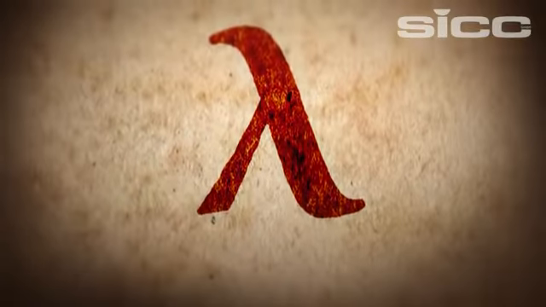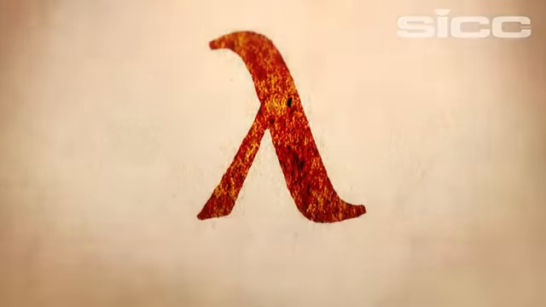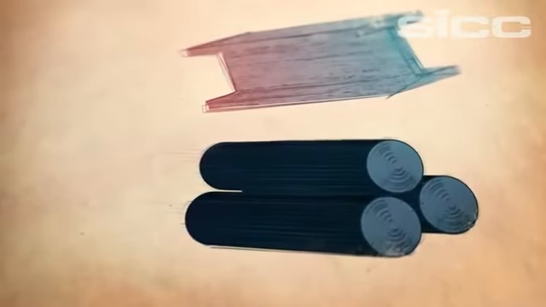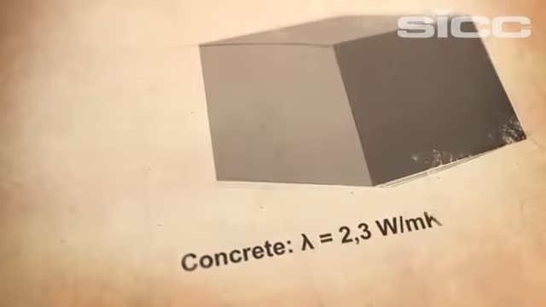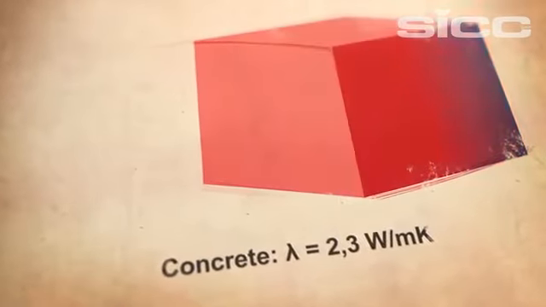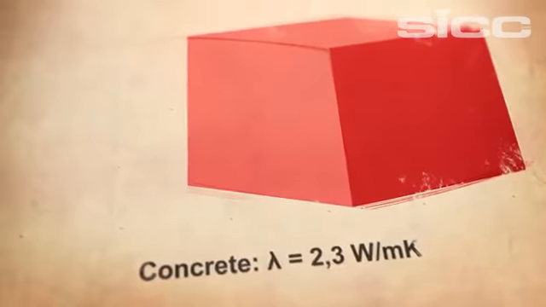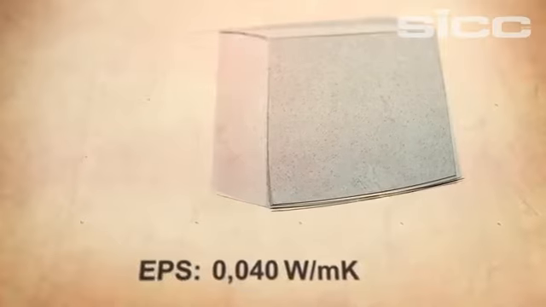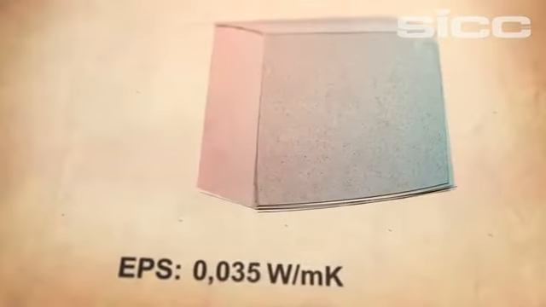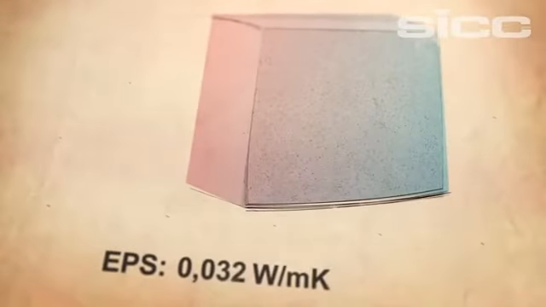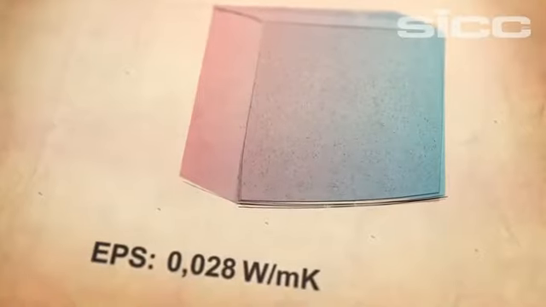Closely related to the U-value is the lambda value as a measure for heat conduction. For example, metal conducts heat better than wood. Construction materials have different lambda values. Concrete, which is robust, offers very good heat conduction with lambda equals 2 to 3 W/mK and is therefore not suitable as an insulation material. The lambda value of EPS, known as polystyrene, was developed from 0.040 via 0.035 and 0.032 to 0.028.